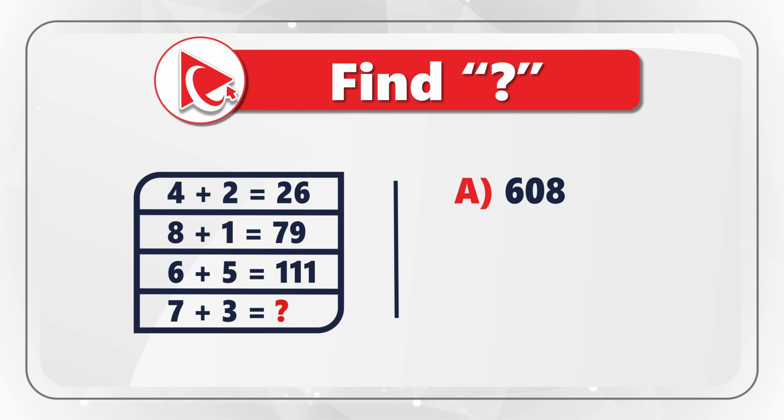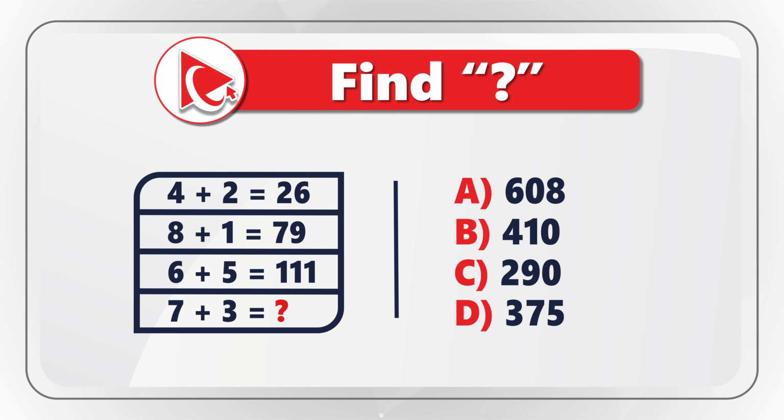Choice A, 608. Choice B, 410. Choice C, 290. And last but not least, choice D, 375. Take a close look at this unusual set of expressions to see if you can come up with the solution. Are you ready? Let me give you a quick hint. What if you introduce into this set of expressions not just the plus sign, but also a minus sign?